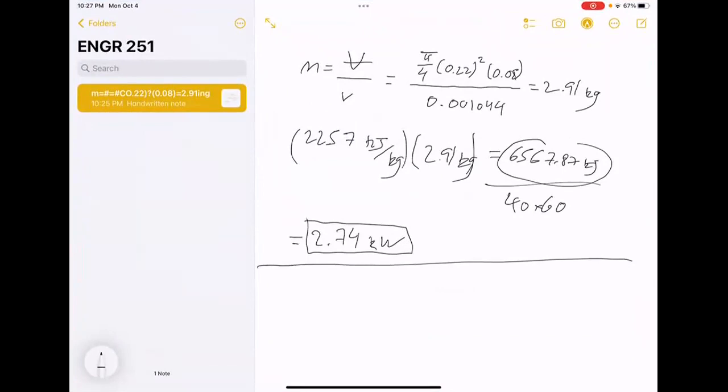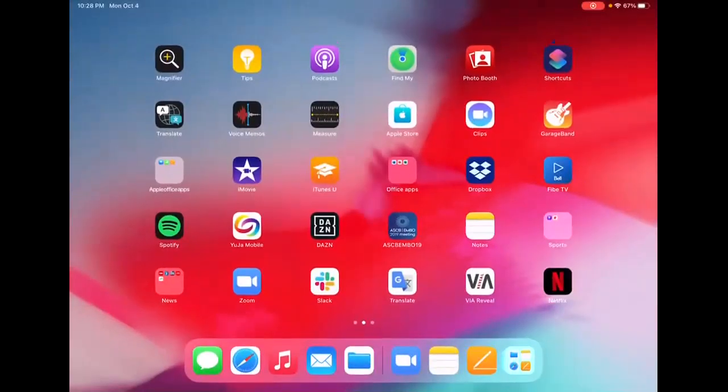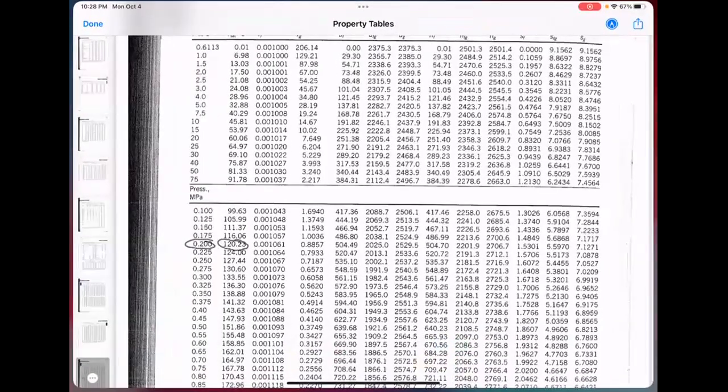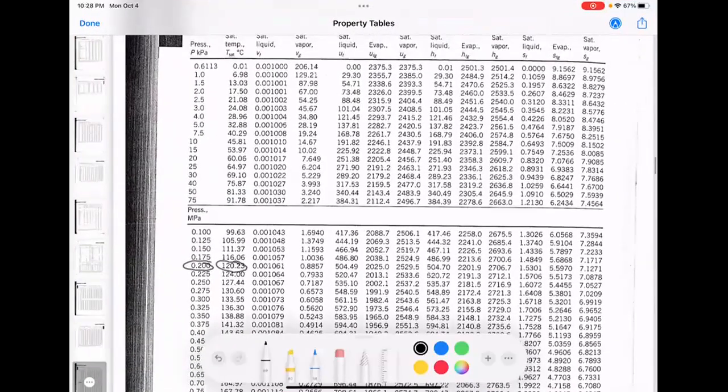So at a different row in the table, our HFG is different, right? Before it was 2257, now it's going to be something else. So let's go back to the water tables and check what that would be. And we see that HFG is this one here. I think I'm off. No, that's it, 2201.9.